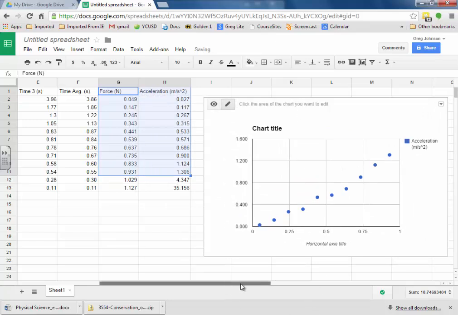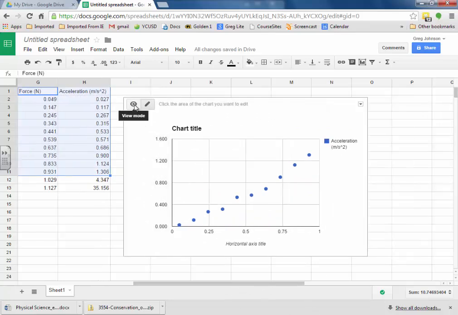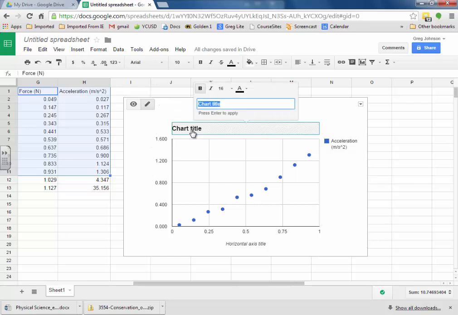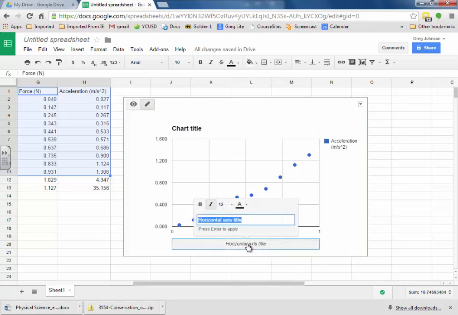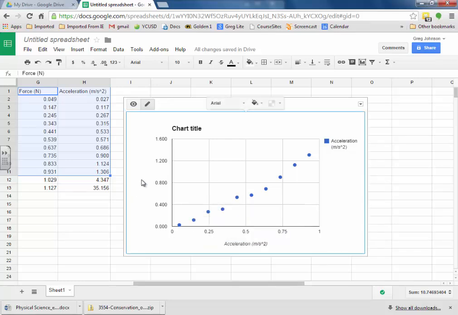Now some of the things you can do with these charts is you can make some edits, like for instance the chart title. So I'm going to say this is force versus acceleration. Also the horizontal axis title. The horizontal axis is the acceleration. And of course I put units. Now I've got that axis labeled. Now I notice there's no way for me to label the y-axis.